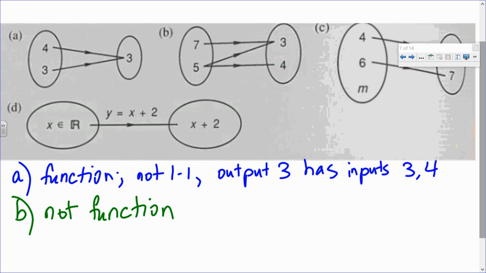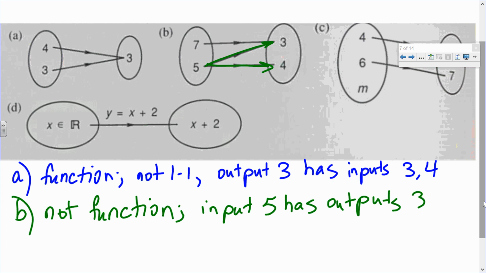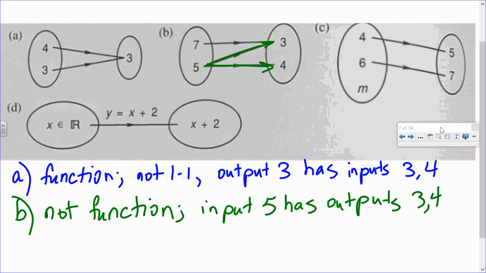And the reason is 5 has 2 different outputs. And those outputs are 3 and 4. Let me move this so you can see. C is a little bit tricky. What do you think about C?